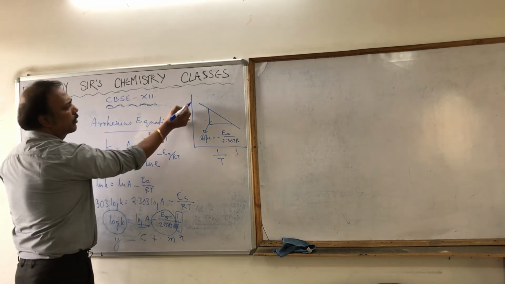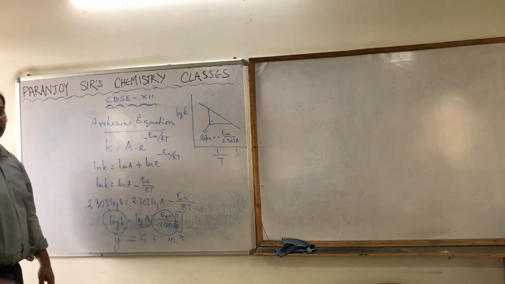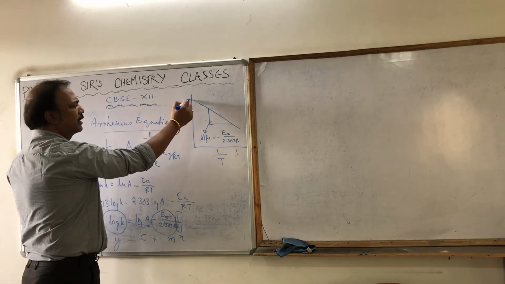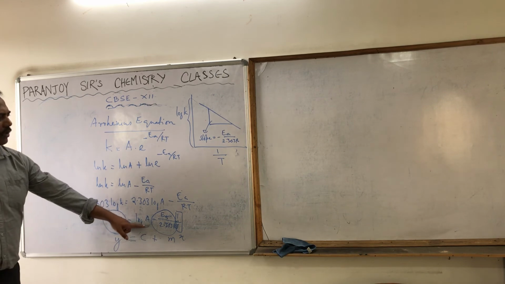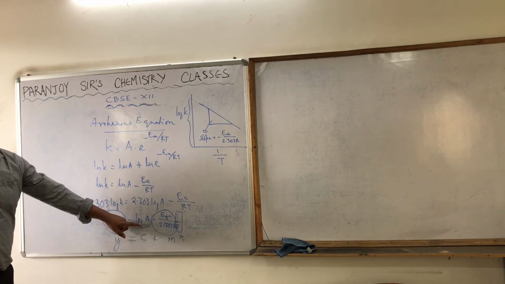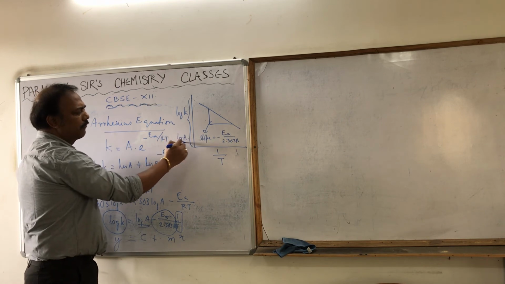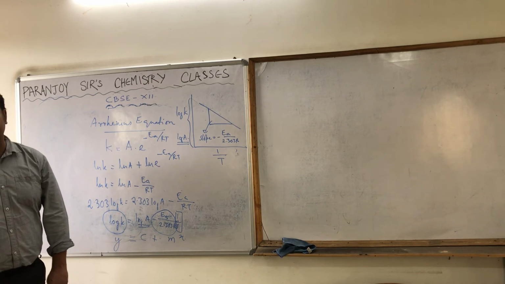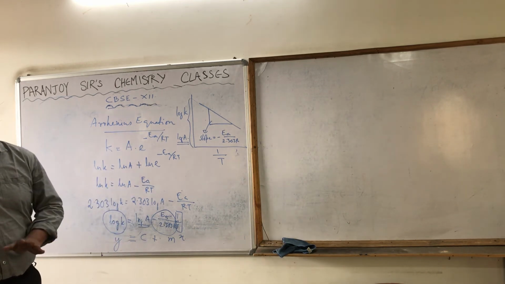Then if we extrapolate it, it will cut the y-axis, and this value, that is the intercept, is what? The intercept is nothing but log A. So if we know the value of log A, we can very easily find out the value of A. This is the graphical representation of the Arrhenius equation.